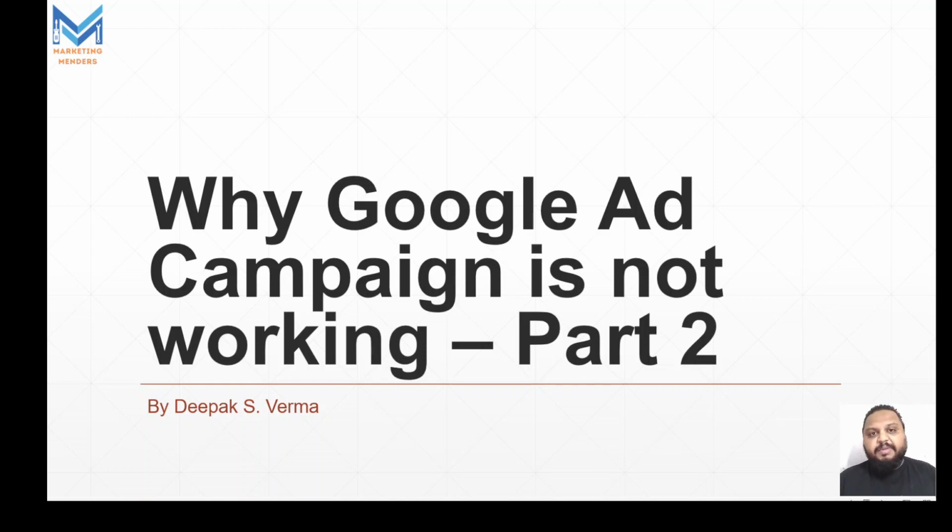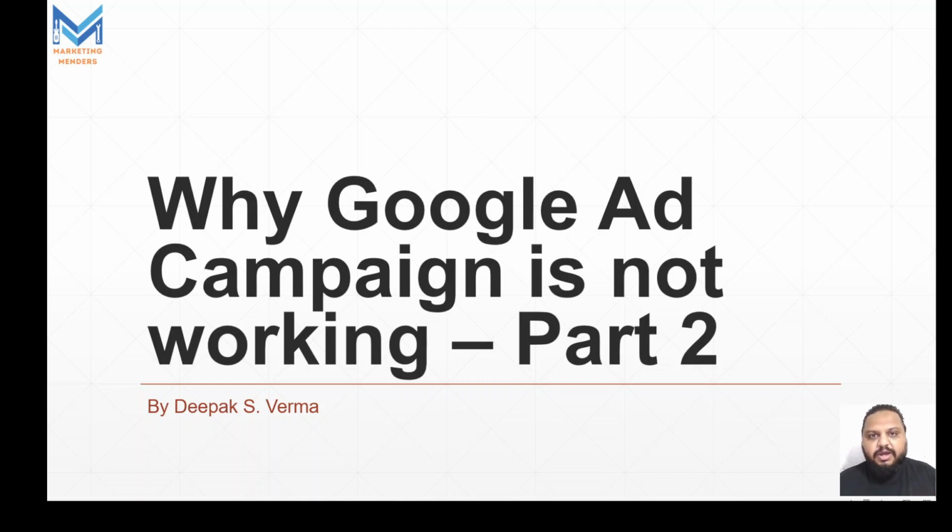So why is my Google ad campaign not working? I have created my campaign on Google Ads for achieving either of the objectives, but after some time I found that my campaign is not delivering. I am not getting the desired result from my campaign. What could be the reason? Why is it happening? So we have divided this into two parts.